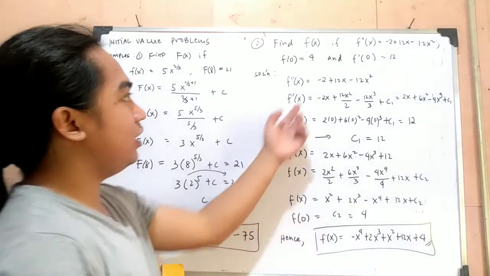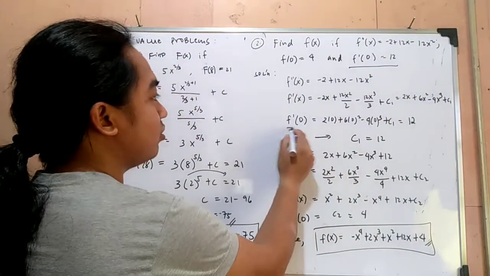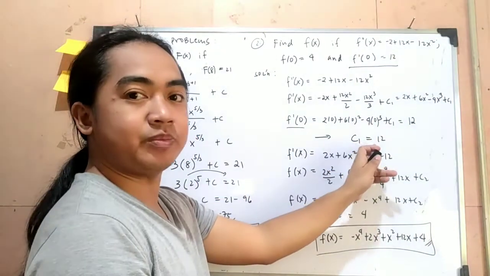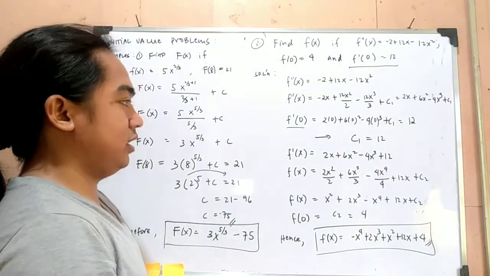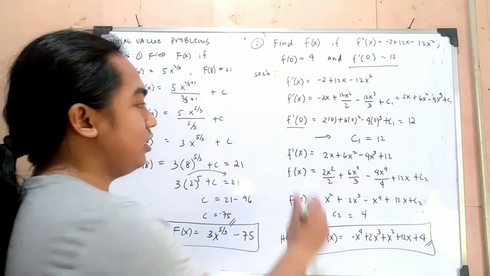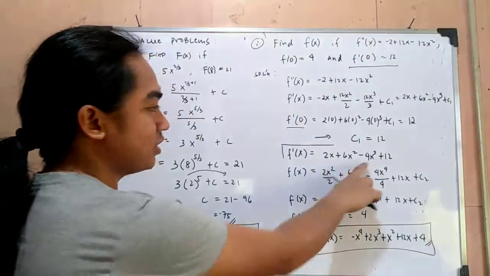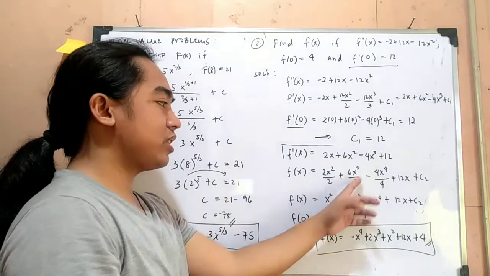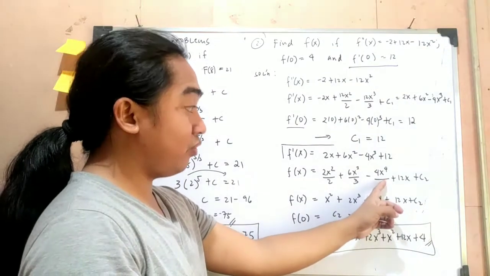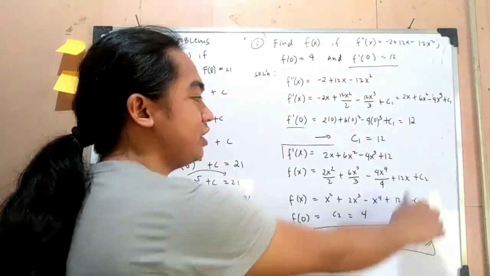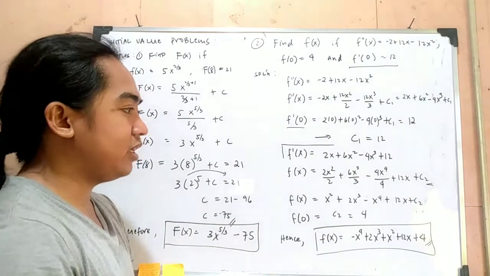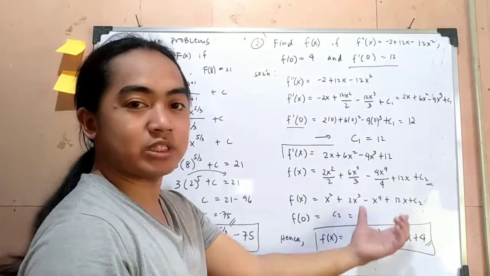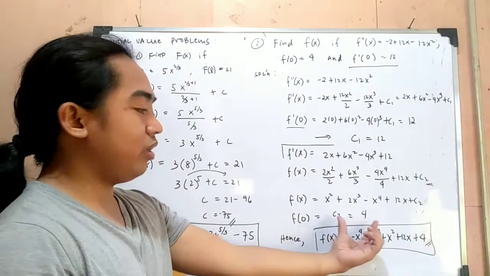Okay? And then, initial condition, f prime of 0 is 12. So, pasok lahat ng x. We'll get c1 equals 12. Okay? And, lastly, kapag nakuha mo na yung f prime of x, i-antiderivative ulit natin. So, you get 2x squared over 2 plus 6x cubed over 3 minus 4x to the 4th over 4 plus 12x plus, again, c2 kasi ito yung pangalawang anti-differentiation natin. So that we get x squared plus 2x cubed minus x to the 4th plus 12x plus c2. So that we get c2 equals 4.